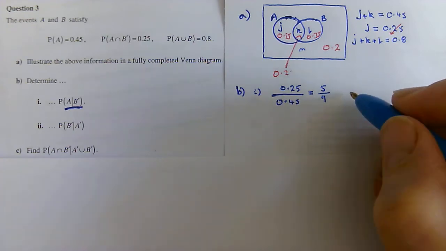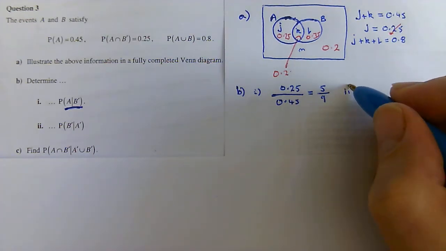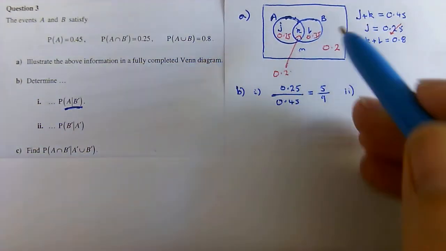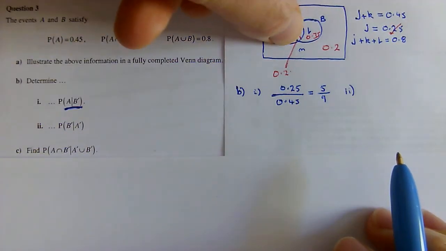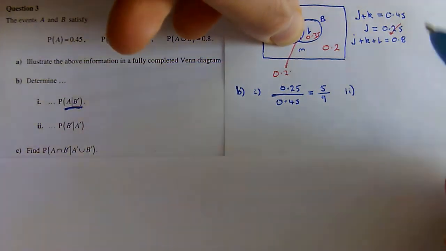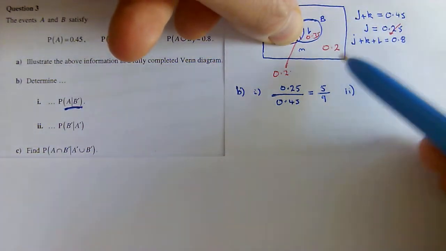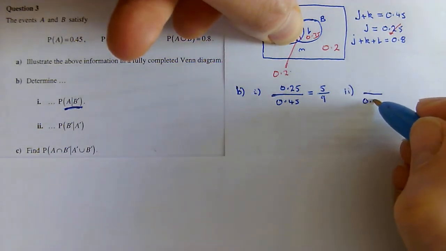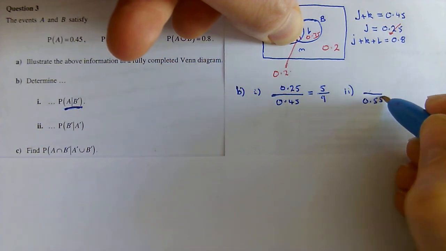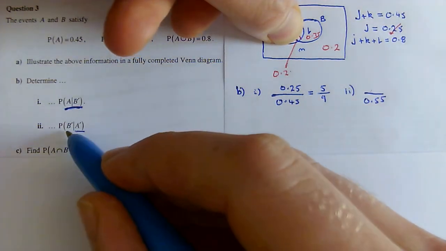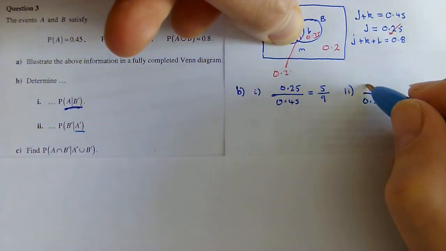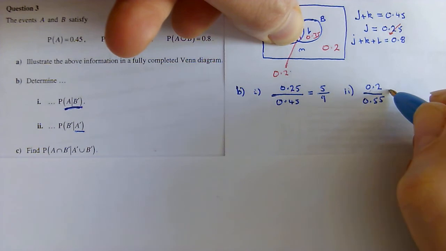I'm going to do part 2 in a similar way. My denominator tells me I'm not in A, so I've got to be outside of this circle here. I'm not in A, so the denominator is going to be these two regions here, 0.35 and 0.2, which is 0.45. Sorry, 0.55. Out of that, I'm looking at the bit which is not in B. The bit which is not in B is just this bit here, which is 0.2 out of 0.55, which gives me 4 out of 11.